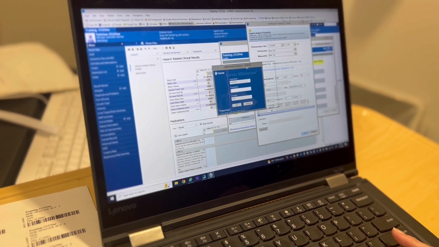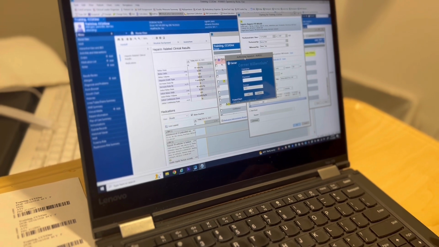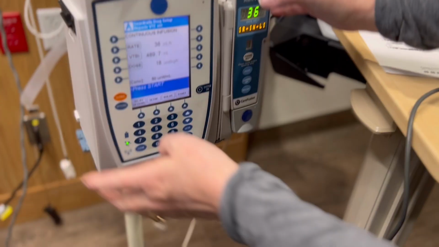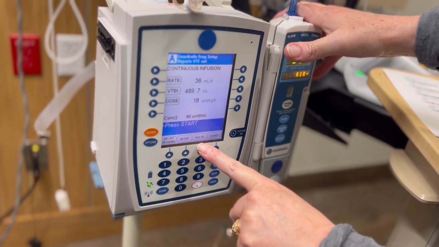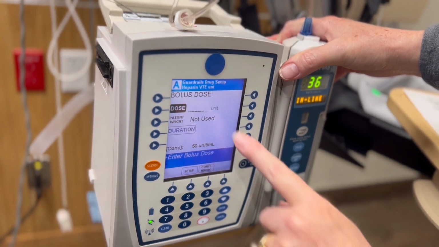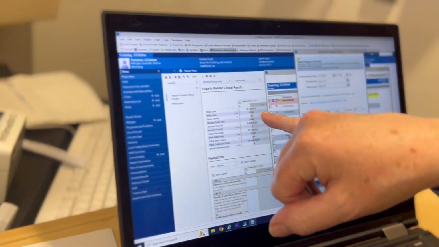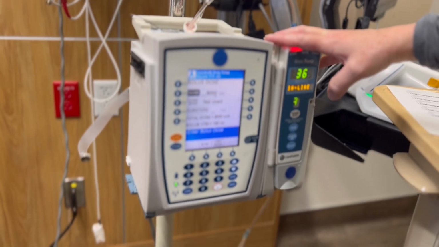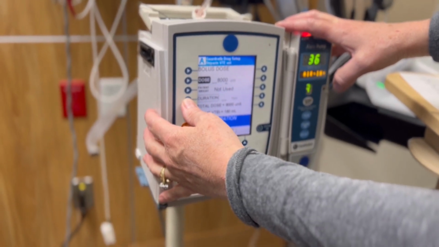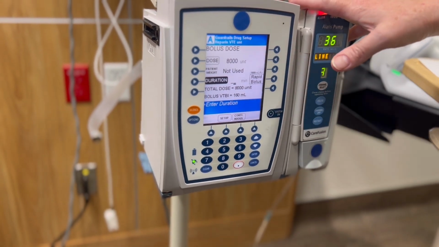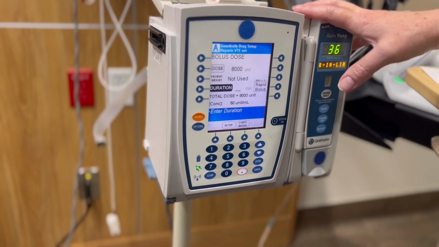And then Michelle will still have been hanging out in the room, and she's going to double check now that my bolus is correct. So I need to program my pump. Down here, if you'll notice, it gives me an option for bolus. So I'm going to click bolus. Dose. What is my dose? My dose is 8,000 units. So I'm going to type in 8,000 units. Once I do that, I can click duration, and it's going to give me an option for rapid bolus. I don't have to program volume to be infused. I just have to hit rapid bolus.